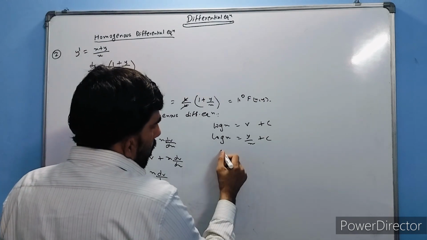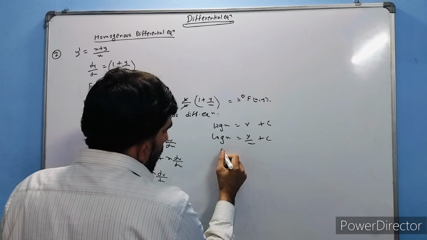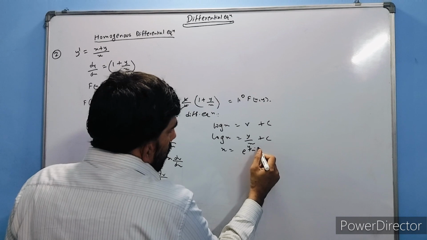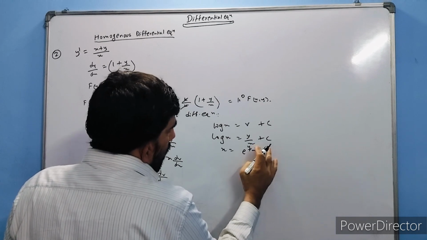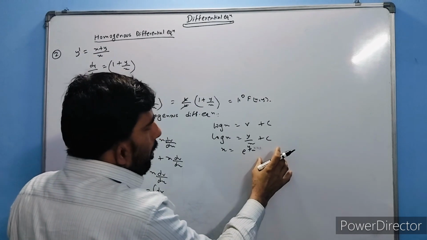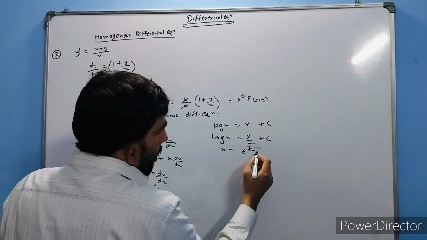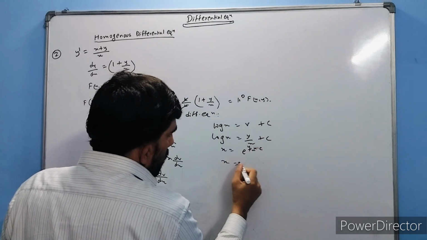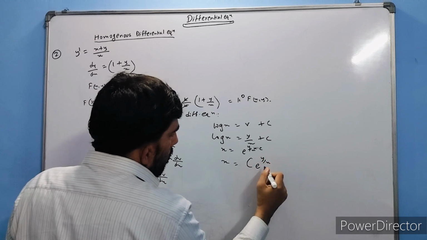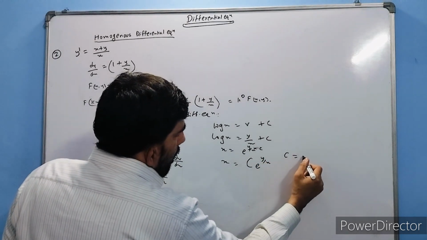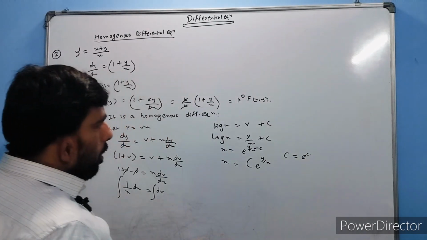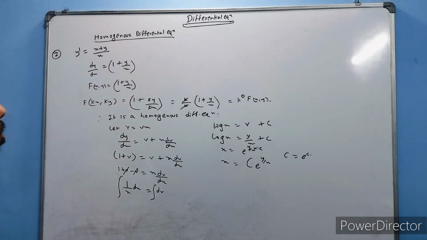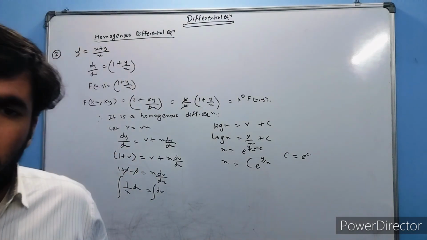If you want to remove log, it will be x is equal to e raised power y upon x dot c. I can write here plus log c, so here it will be into c. So I can write x is equal to c e raised power y upon x, where c can be e raised power c. Okay, so that is the required general solution of the homogeneous differential equation.